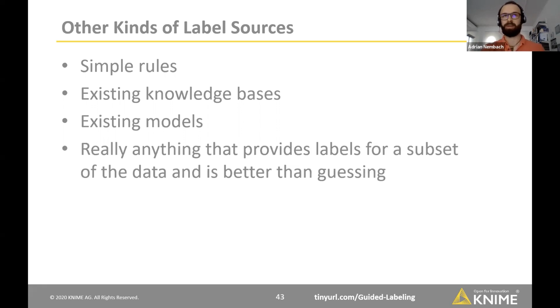And if you think about it, you can take really anything that can provide you with labels and is better than random guessing. Because if the labeling function or the label source is just guessing, then there is no real use to it, and you might just as well save the computation.